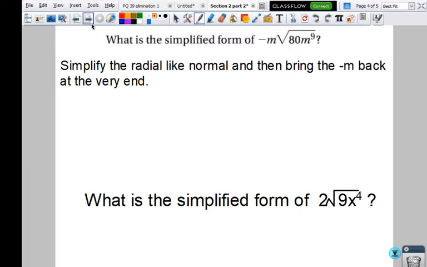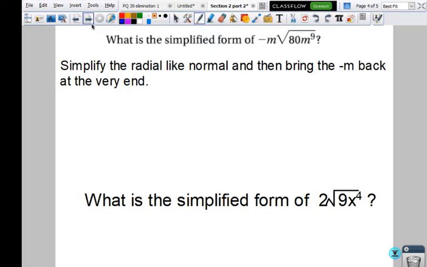Let's do this one right here. We've done a similar one to this before, right? We have that negative m out in front, right? So, we're going to find the simplified form of negative m square root 80 m to the 9.